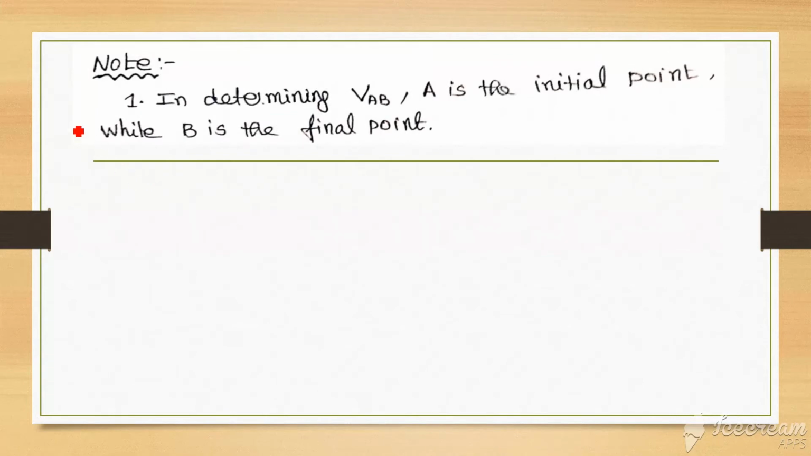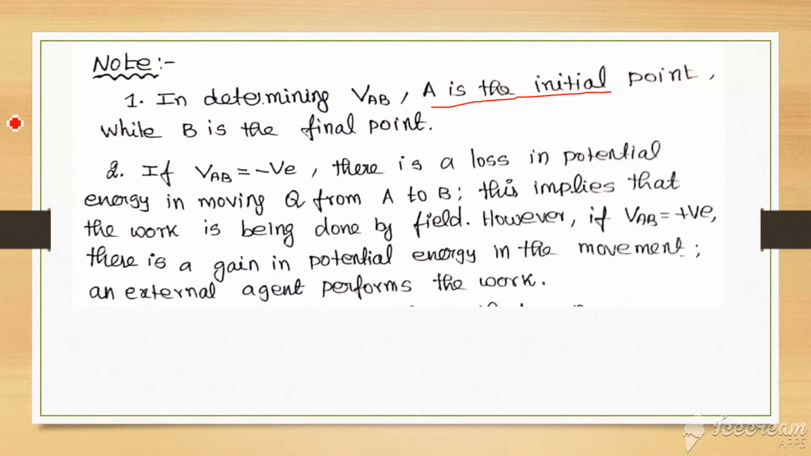So with respect to the above equation we can define some points. First point, in determining VAB, A is the initial position and B is the final position. And if VAB is negative, there is a loss of potential energy in moving charge Q from A to B. This implies that work is being done by the field. However, if VAB is positive, there is a gain in potential energy in the movement. This implies that an external agent performs the work.